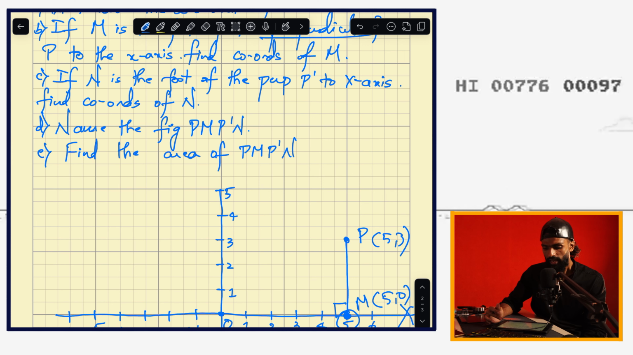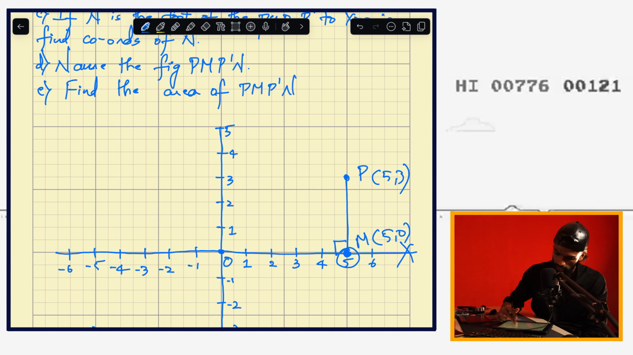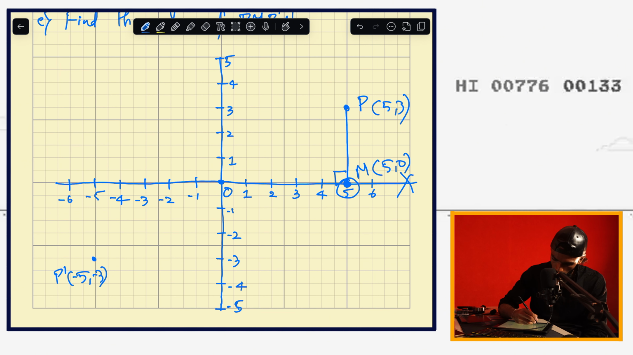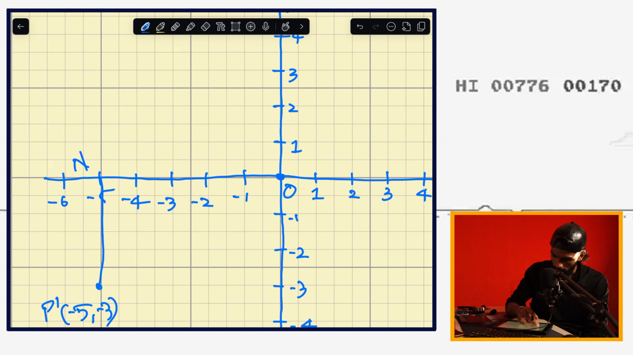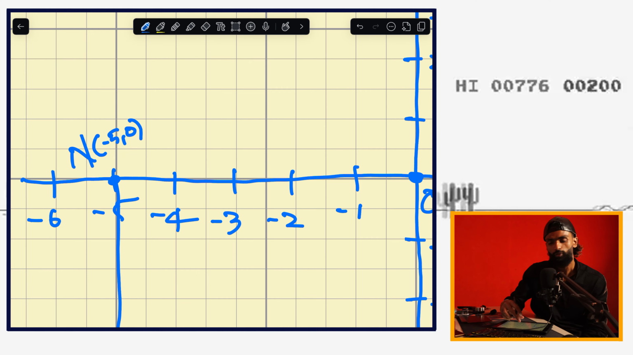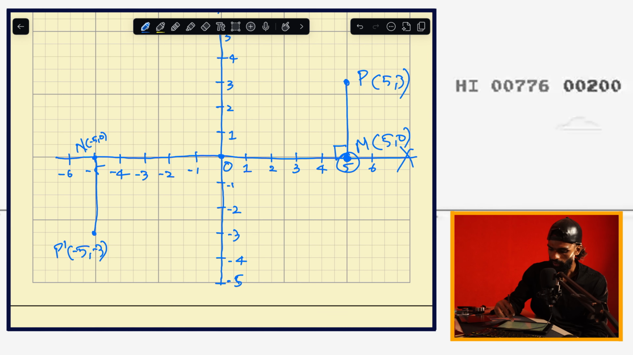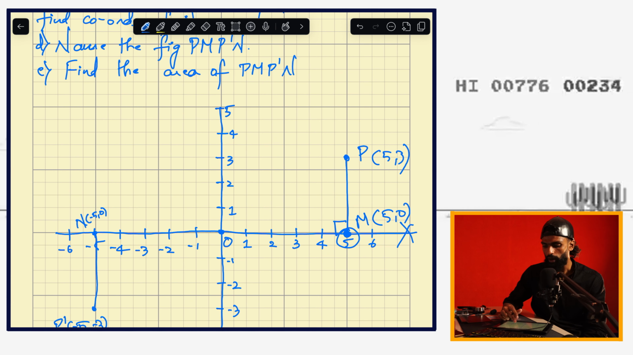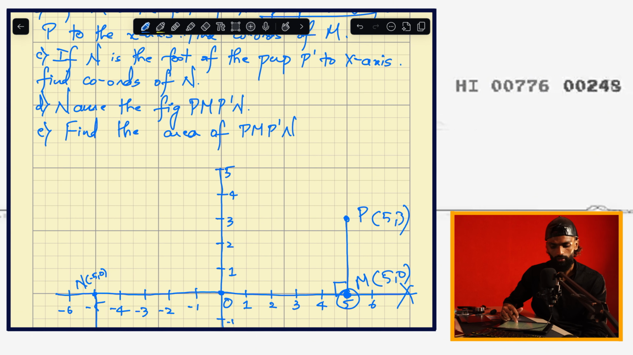The third sub question says, if N is the foot of the perpendicular from P dash to the same x-axis, I'll go find P dash first. I'll drop the line to the x-axis. Done. So right now, I'll mark this to be N. I'll zoom here. I can realize that the point N is -5, 0. Since it is on the x-axis, the y coordinate will be 0. Done. I have a partial diagram, not yet complete. So 3 sub questions done.